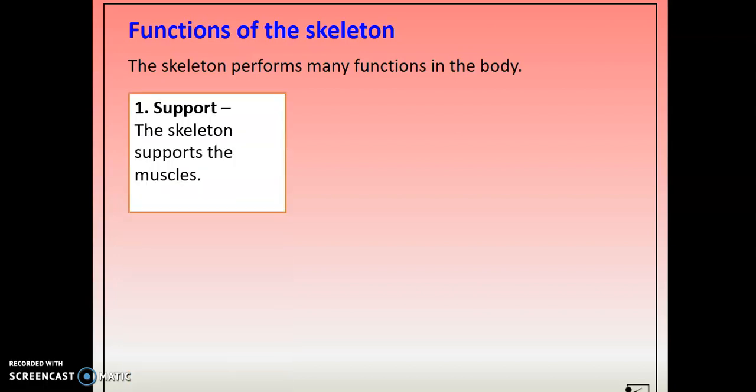So number 1, support. The skeleton supports the muscles. So we don't just have a skeleton, we have muscles, which we're going to look at in lesson 2, that attach to the skeleton. And these muscles are going to contract and relax to pull on the bones to allow movement to happen. So they work together to allow us to move, but they also work together to provide us with support. You know, think about that vertebral column that supports our body upright. Our neck supports our cranium, our head, which is actually quite heavy.